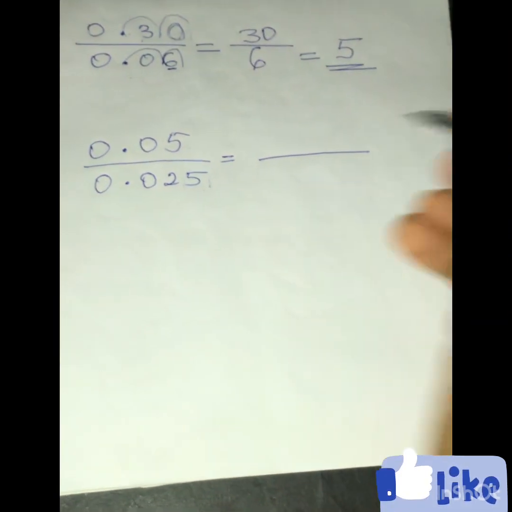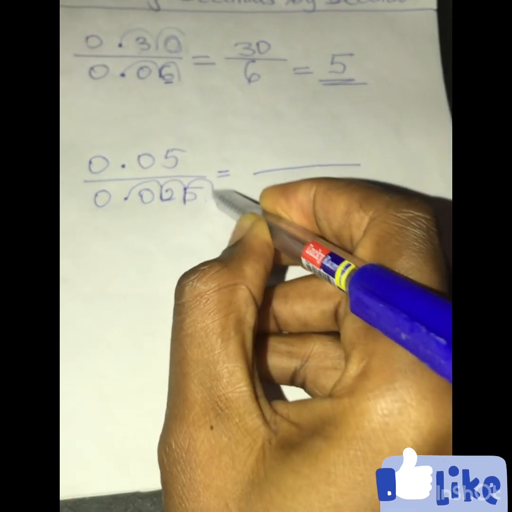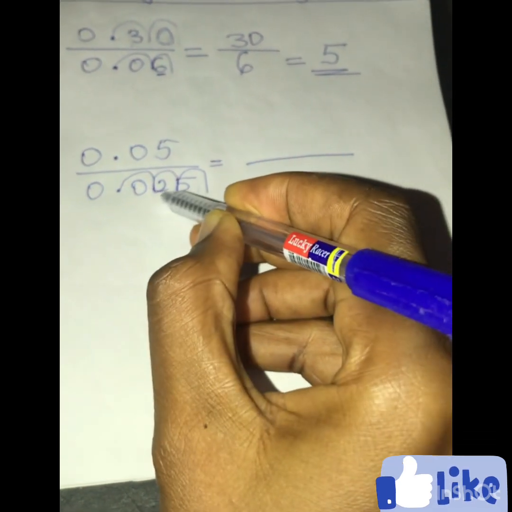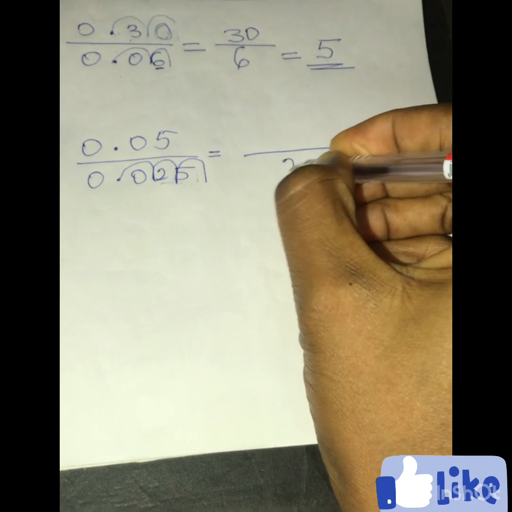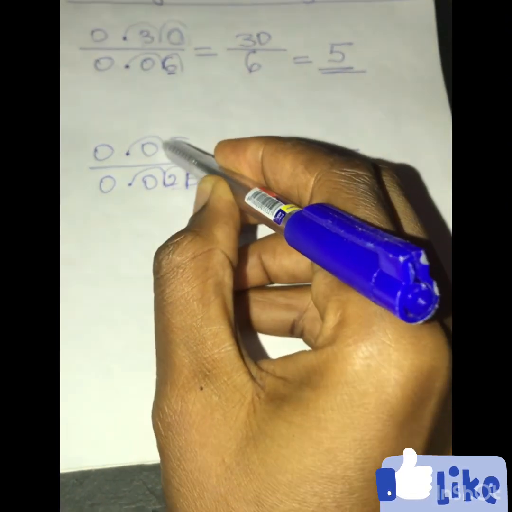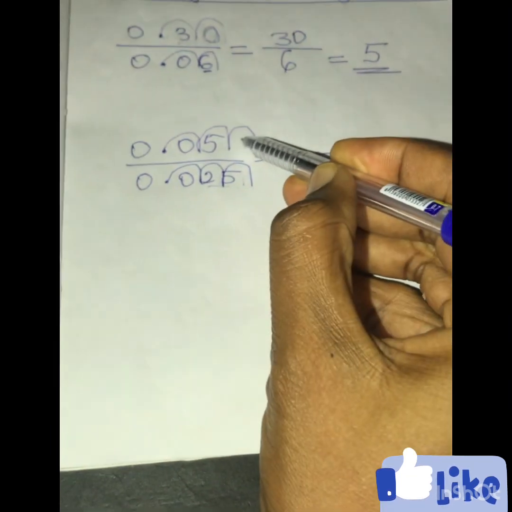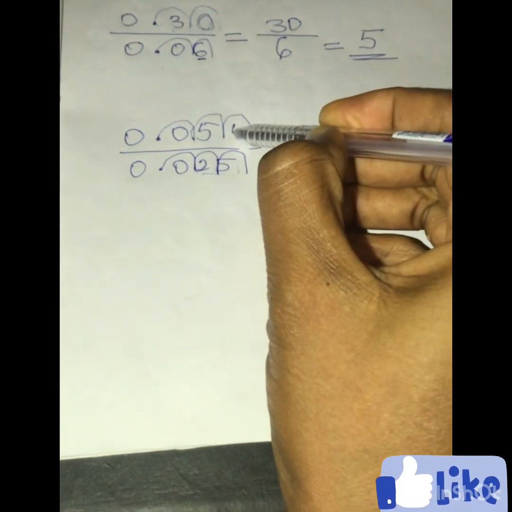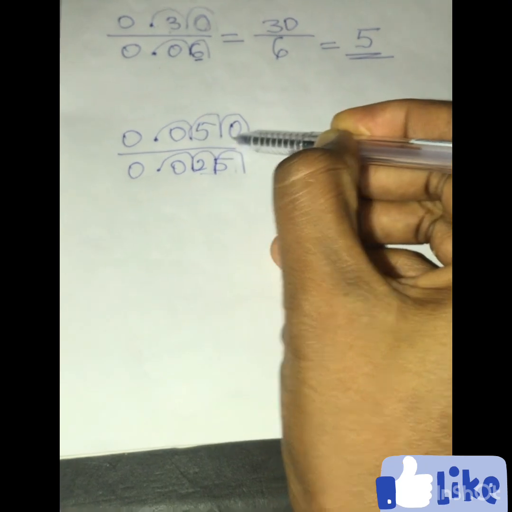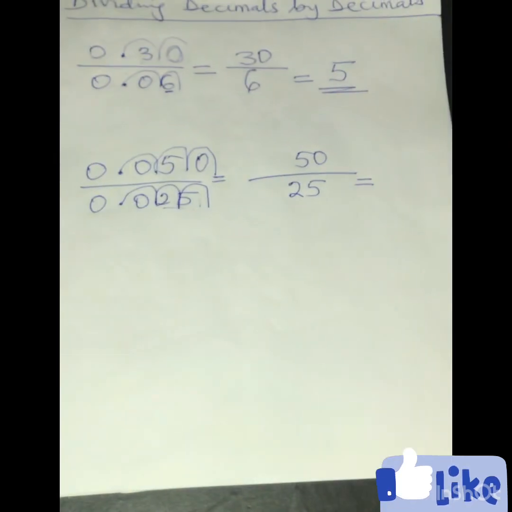So let's move on. So we go 1, 2, and 3. So the whole number you have here is what? 25. The same thing you do here. 1, 2, and 3. Remember I said you replace this empty space with the number 0. So that gives us what here? 50.